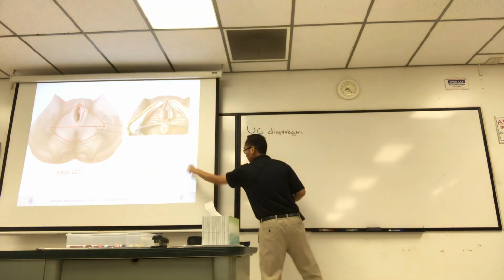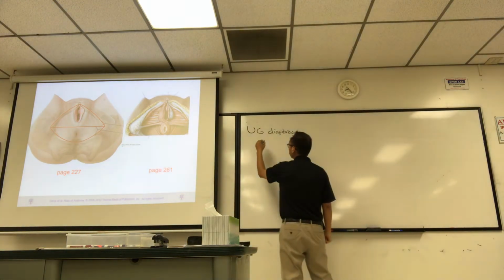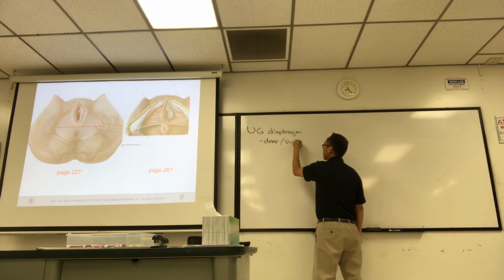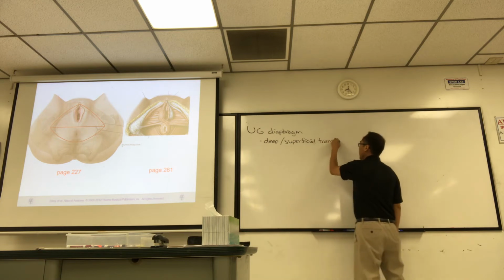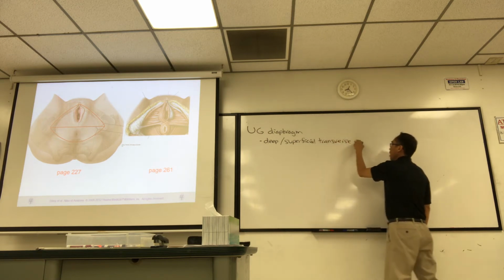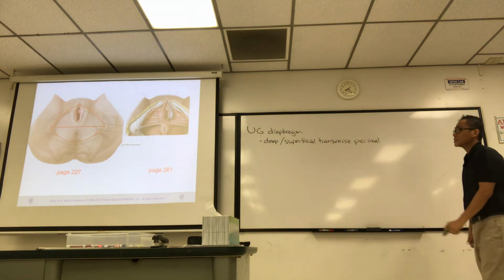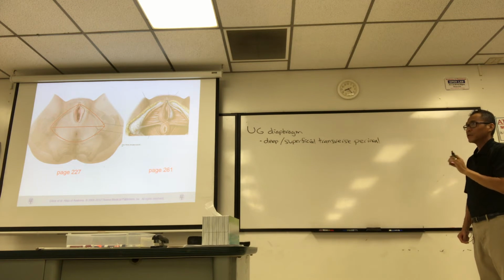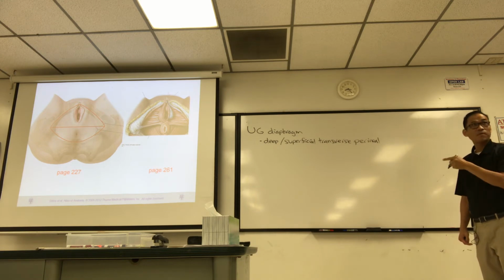I'll give you the page number in the atlas so you can look it up. So deep and superficial transverse perineal. Part of the UG diaphragm. I would also list those erector muscles that I listed for the male. The bulbospongiosus and the ischiocavernosus. They're in the female too.